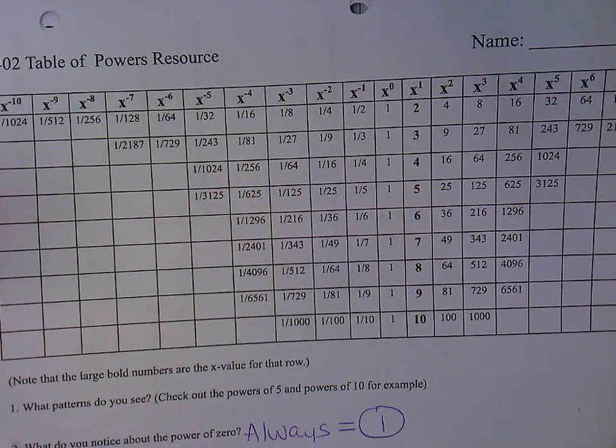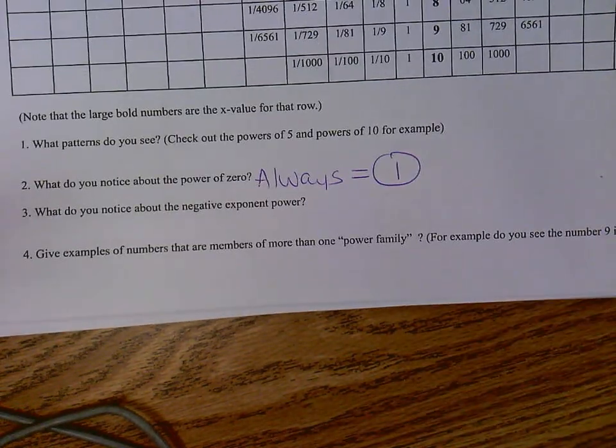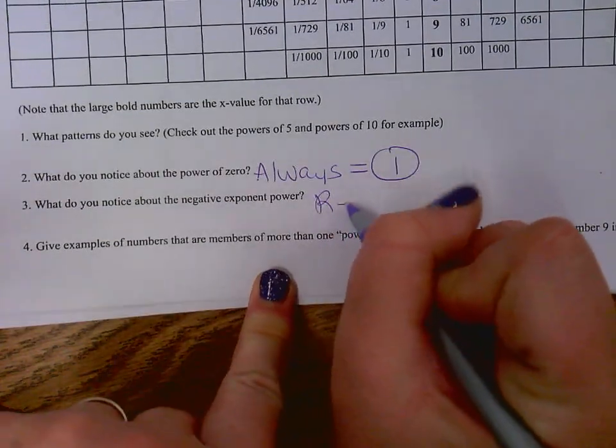divided by 5? 1. So in order to make this table pattern hold all the way across, that's why all the 0 powers have to be 1. Because what if these all were 0? Well, then I couldn't get to this side of the table because 0 divided by anything would be 0. So this has to be 1 to hold the pattern all the way across the table. And the negative exponent power is always the reciprocal.